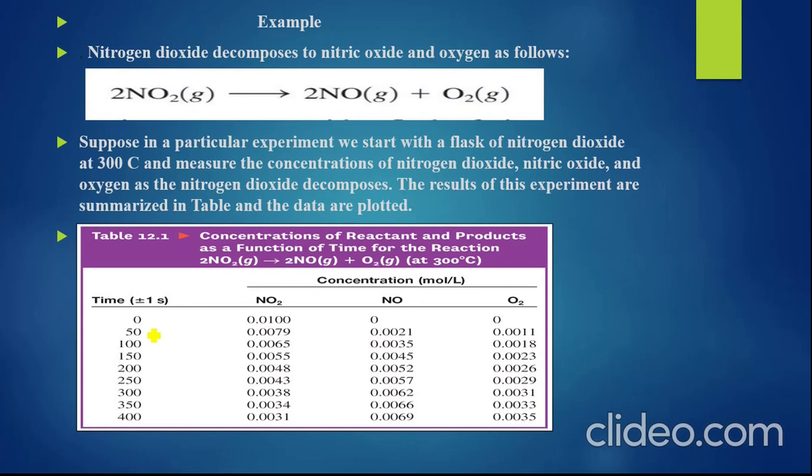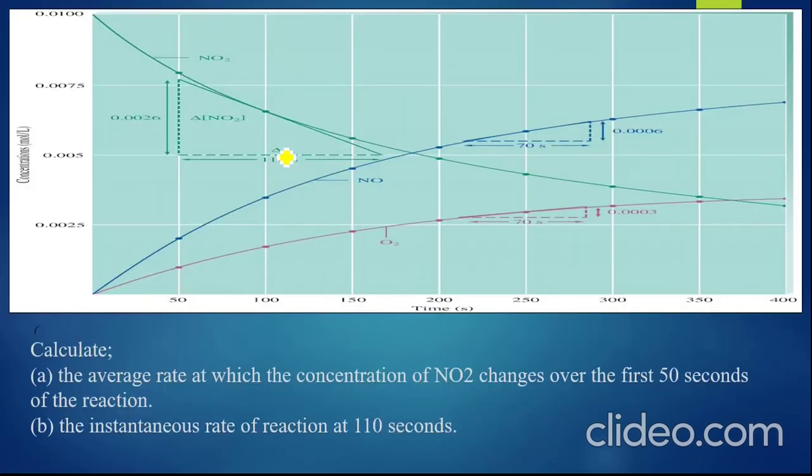So at initial time, we had this concentration of nitrogen dioxide, while for the products, this was 0, 0, and then at 50 we had this, at 60 we had that. So this is the data that has been given to us. Now this is just the data, and the question is saying the table and the data are plotted. So we need to see the data. So this is the data for the table you are seeing here.